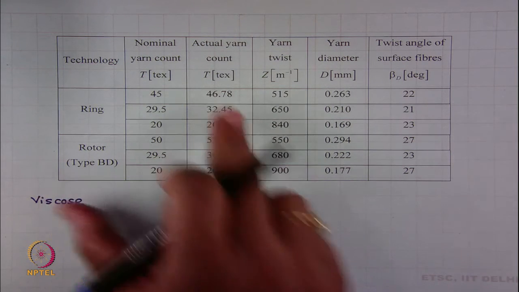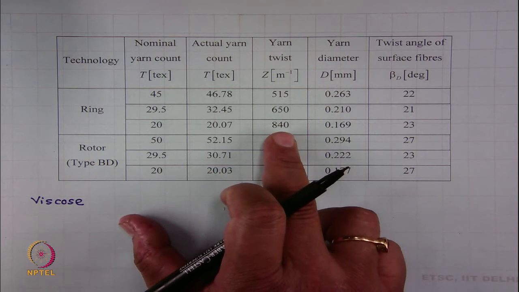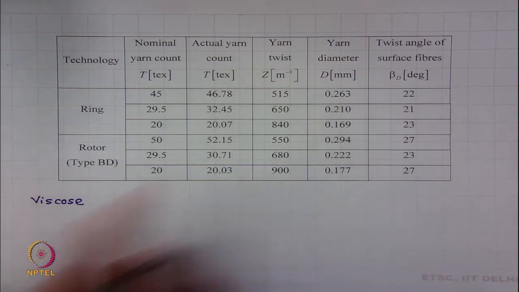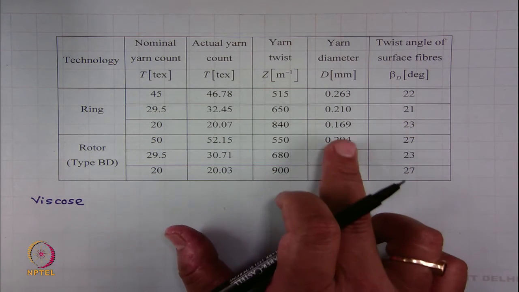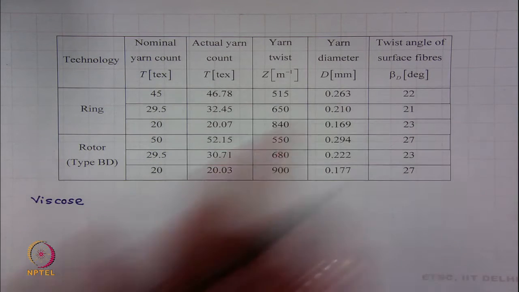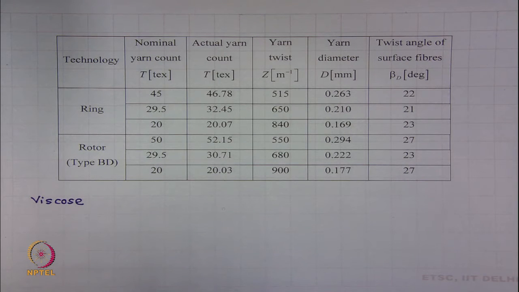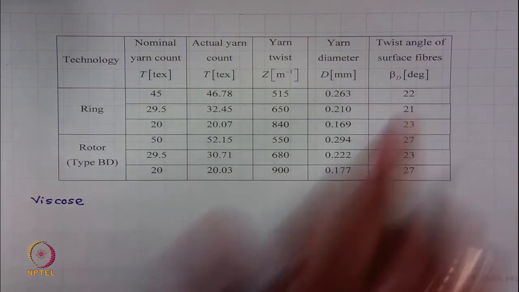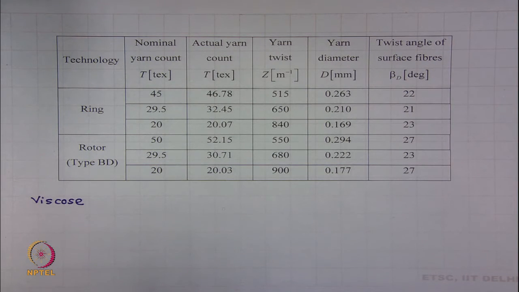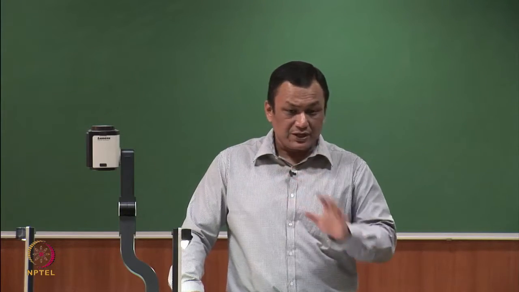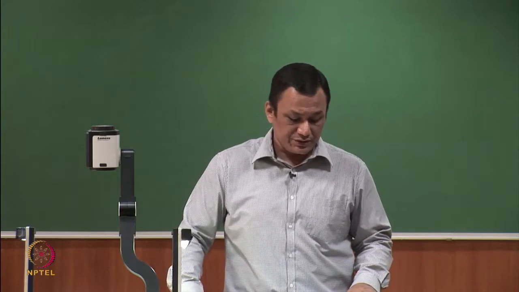The twists of the yarn were also measured: 840, 650 and 515. Then the diameter of the yarn was measured: 0.169, 0.210, 0.263, and the twist angle was also measured: 23 degrees, 21 degrees, 22 degrees. So, ring yarns of three different counts were produced.